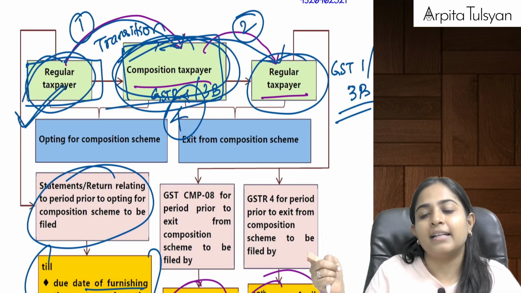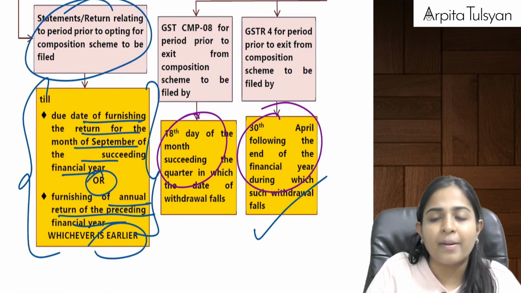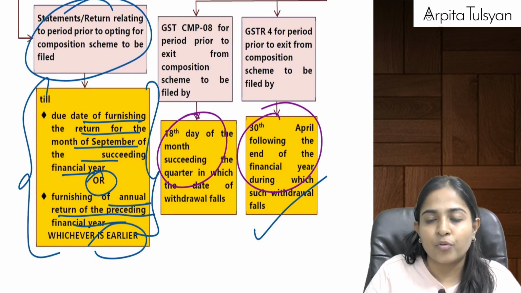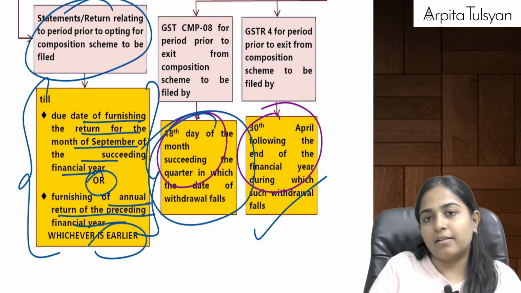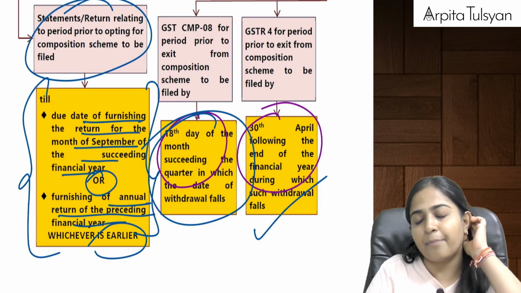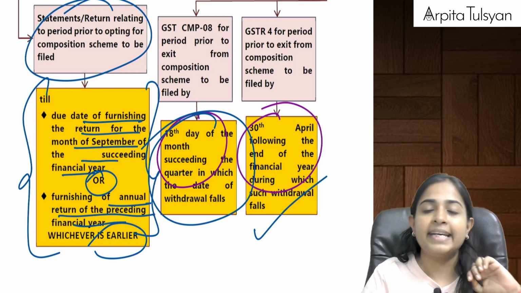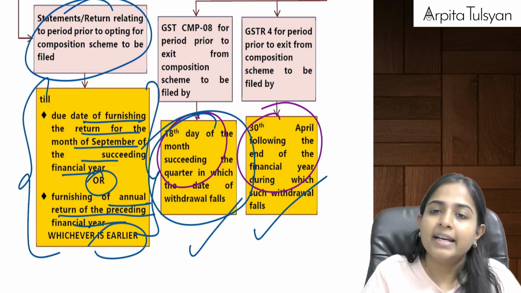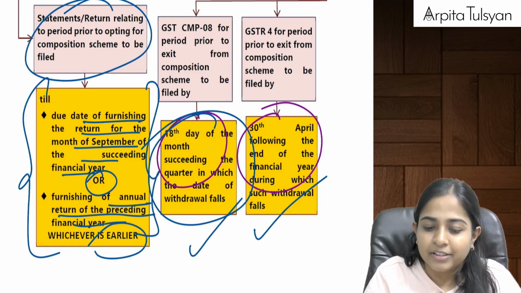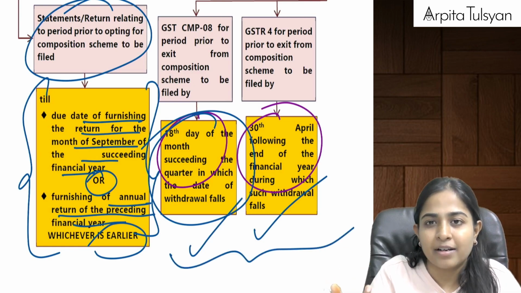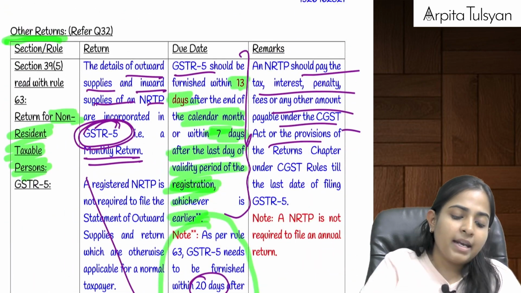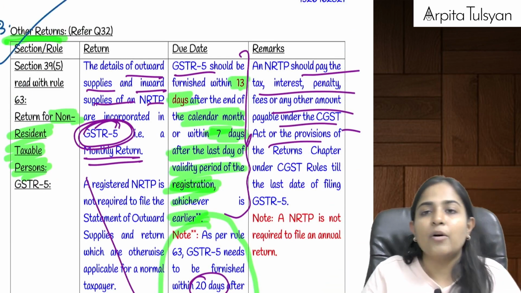By which date? GSTR 4 is required to be filed by 30th April after the year gets over, and for the payment he will have to file GST CMP 08 by the 18th of the next month after the quarter gets over. Are you clear with it? These time periods are the same, right? Okay. Now there are some other returns.